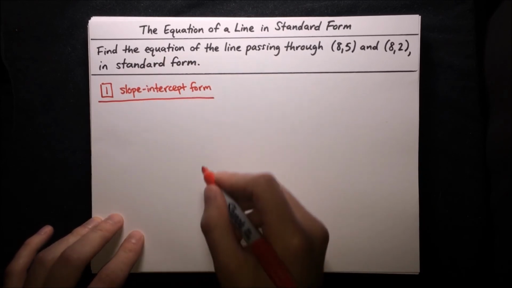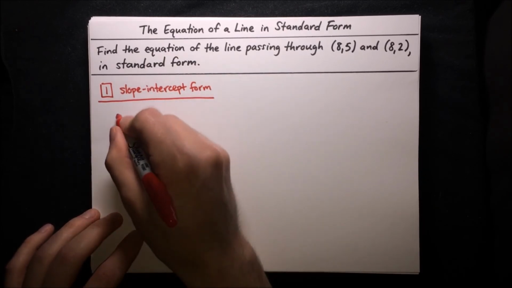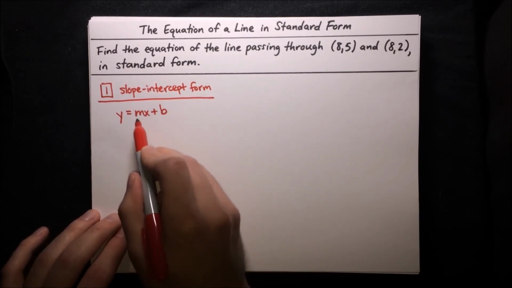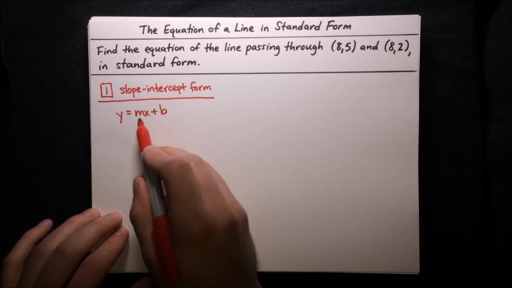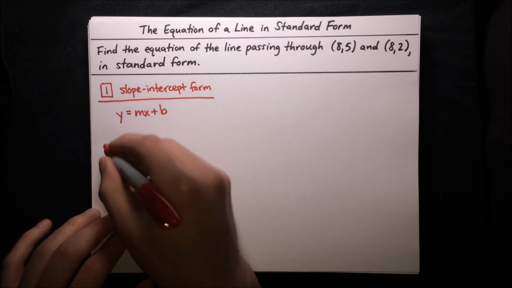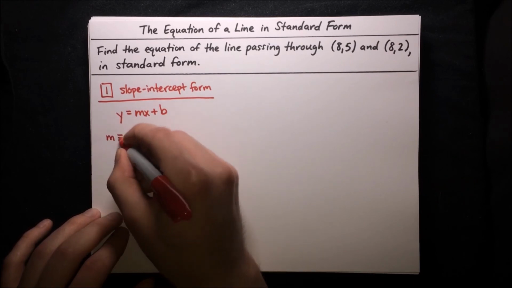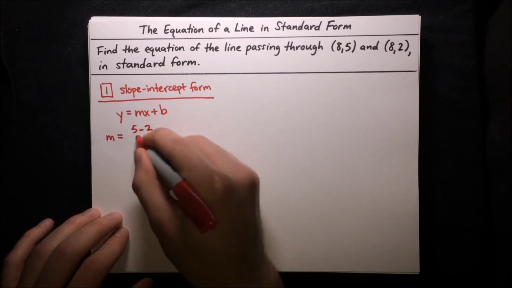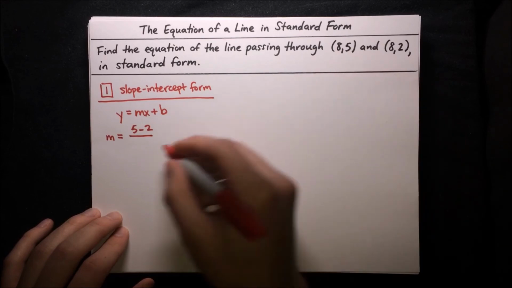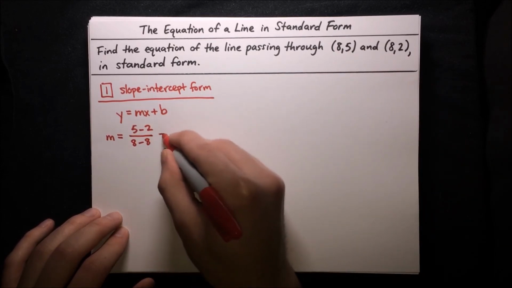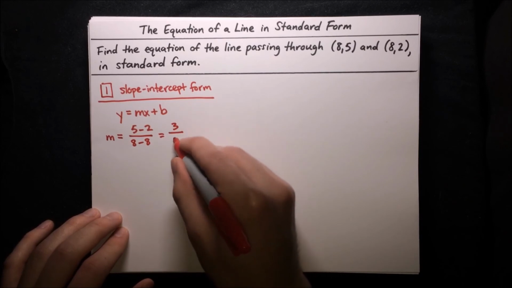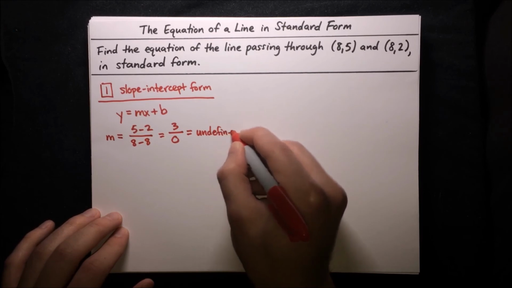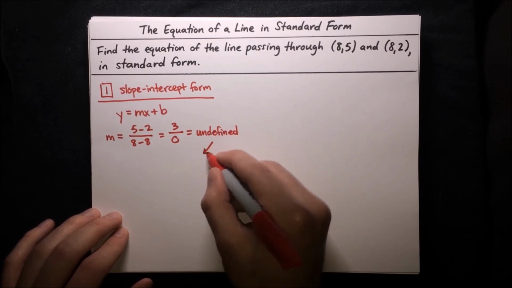Alright, so for slope-intercept form, here's our template. Our template is y equals mx plus b. And we need m, the slope, and b, the intercept. Why don't we compute the slope first, because we have 2 points, so we can compute the slope between them. So m equals the change in y, so take 5 minus 2, over the change in x, so take 8 minus 8. 5 minus 2 is 3, 8 minus 8 is 0. We get 3 over 0, and that's undefined. Which means our line is a vertical line.